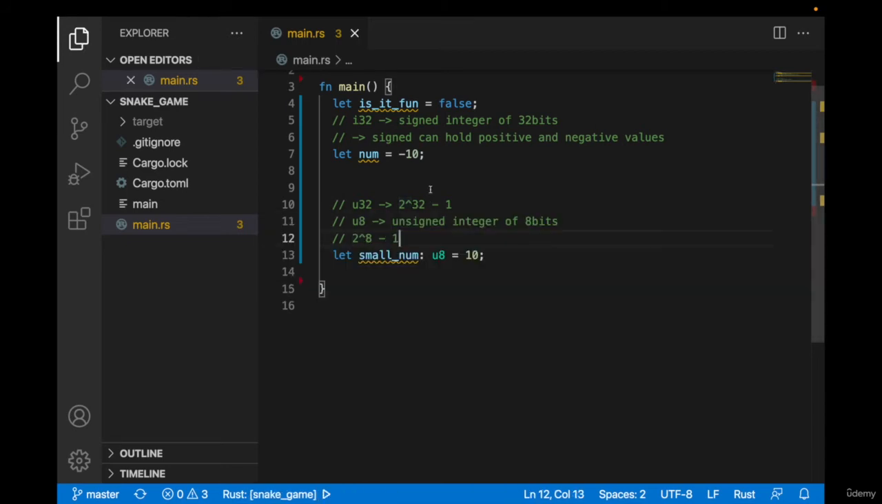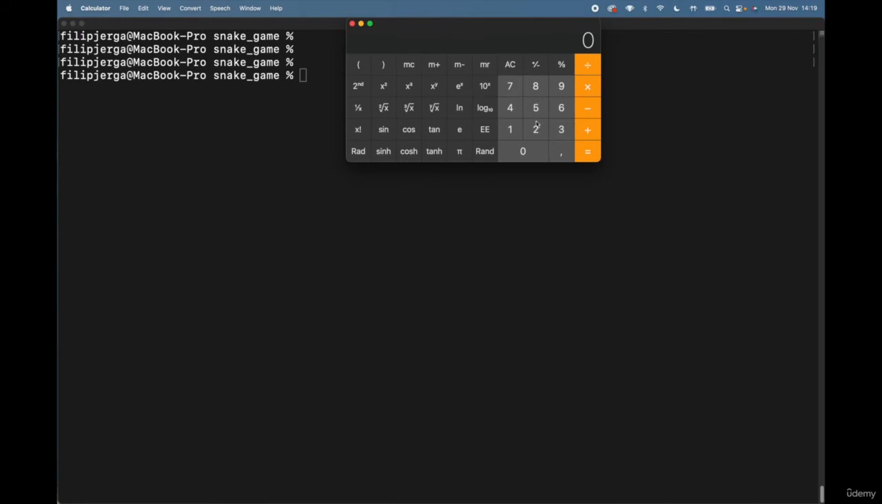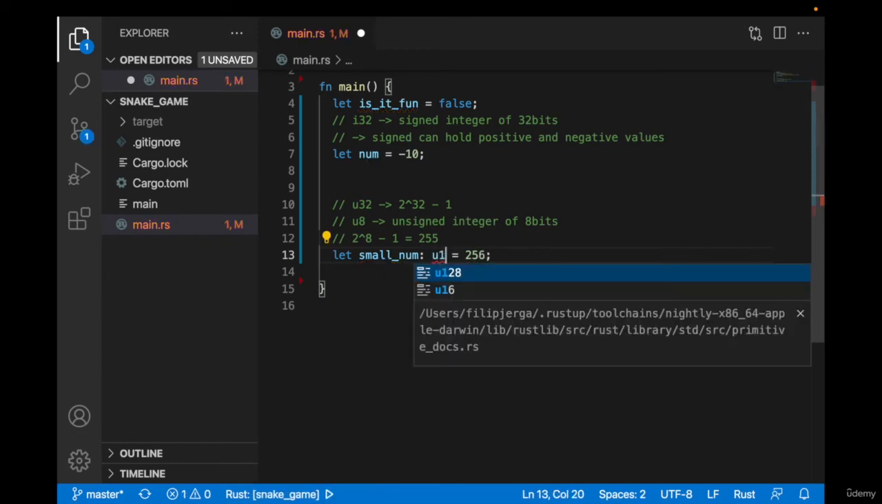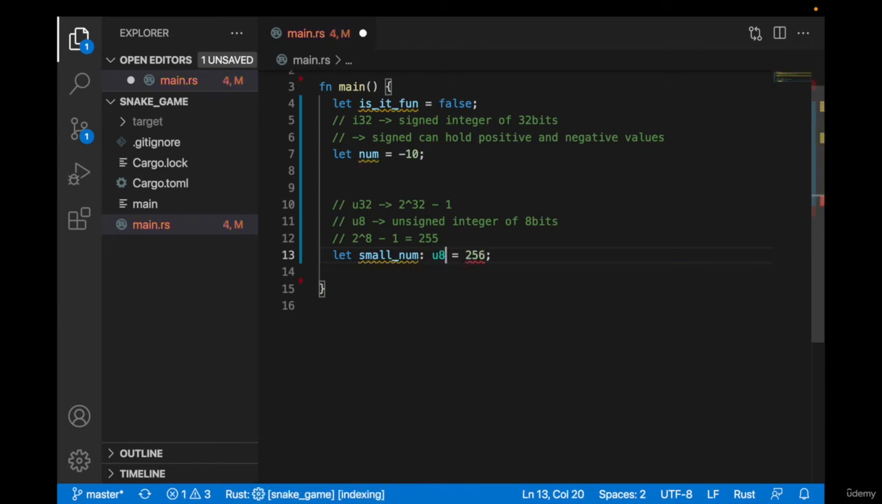Let's calculate it. So let's write here in the calculator: 2 to the power of 8 minus 1 equals 255. So that's the maximum value we can hold here. I can hold 255, but whenever I write 256, I cannot hold the value of this variable, because u8 can hold only from 0 to 255. If I wrote 256 and used u16, I would be able to hold it. So 255 is the maximum value.